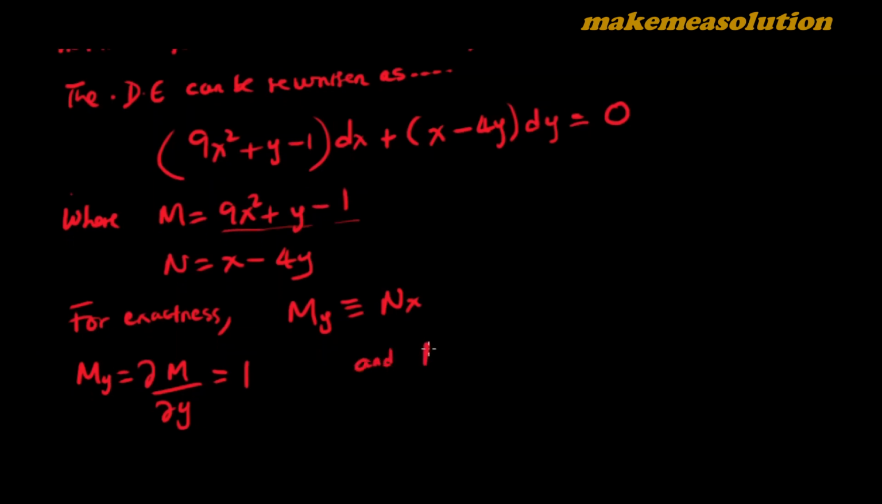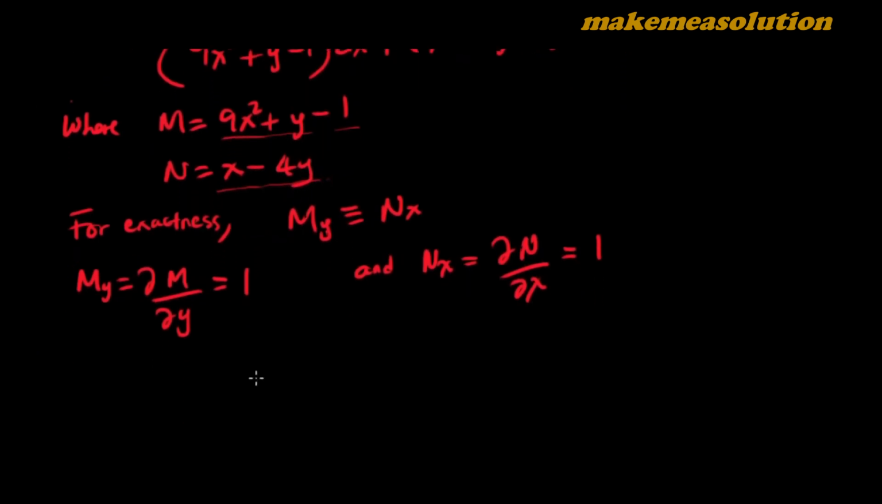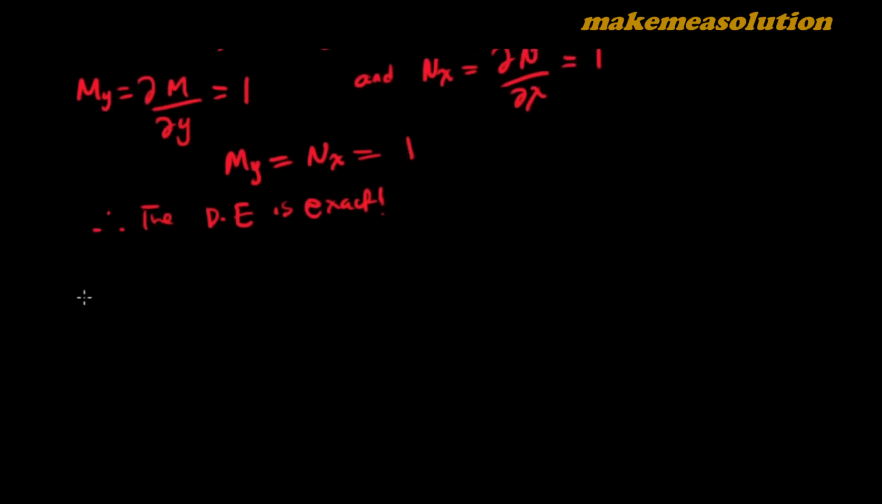And nx is the partial derivative of n with respect to x, and of course this is our expression for n. So when we differentiate x with respect to itself, we get 1. When we differentiate negative 4y, we get 0 since y is a constant for the time being. So my is equal to nx is equal to 1. So the differential equation is exact. So we are going to find the solution. So step 2 is what? Particular solution.